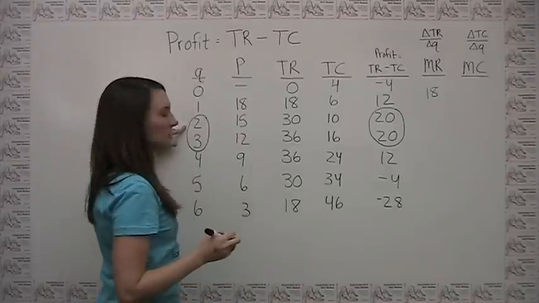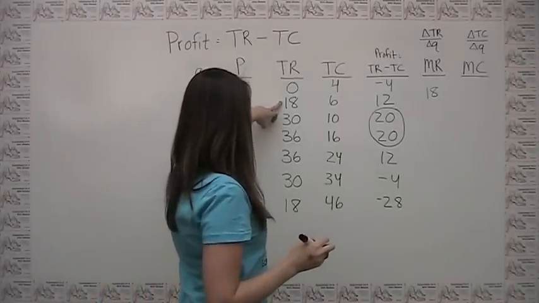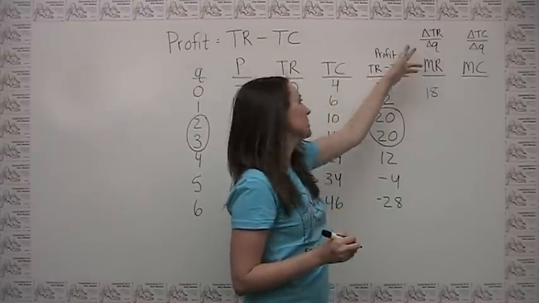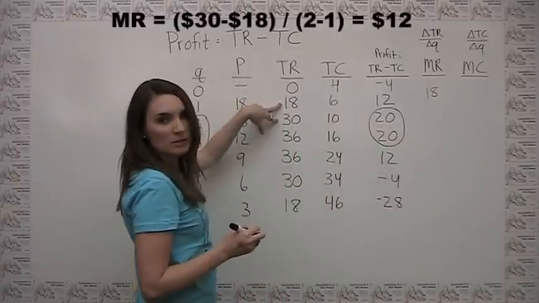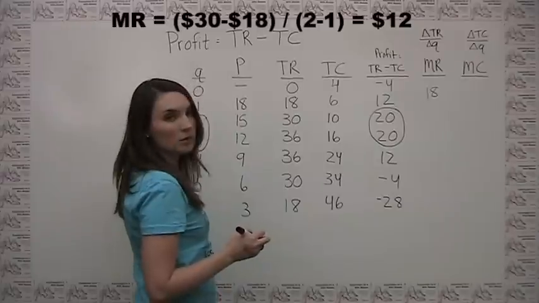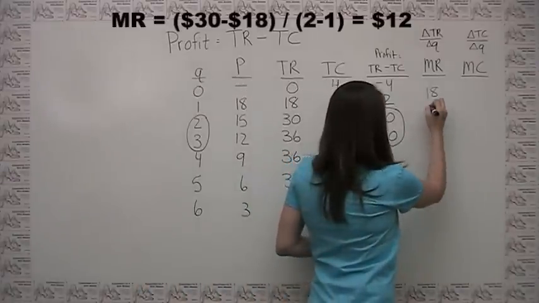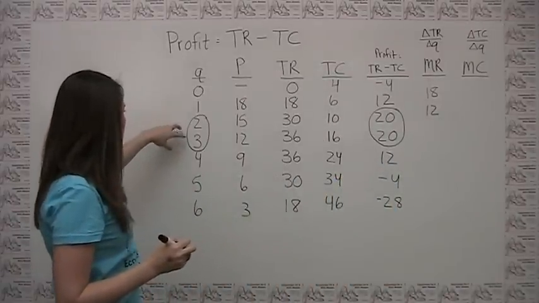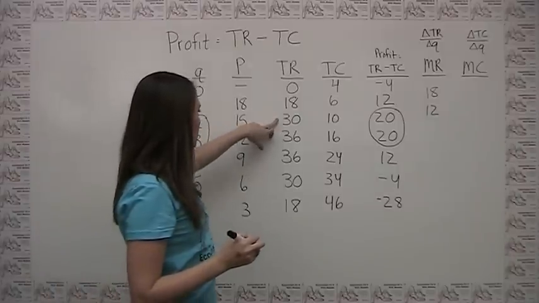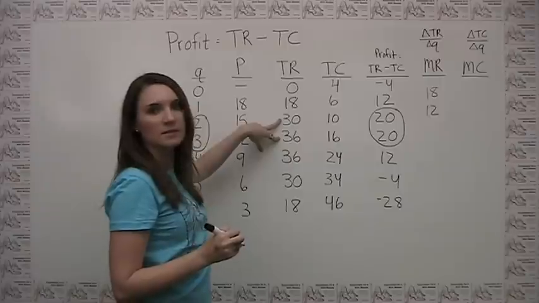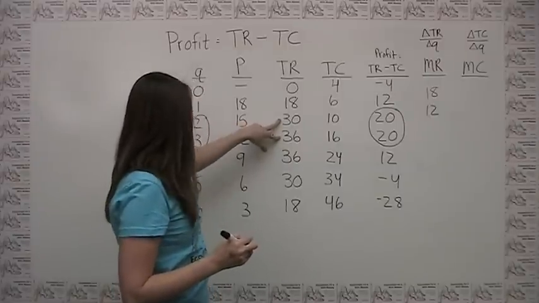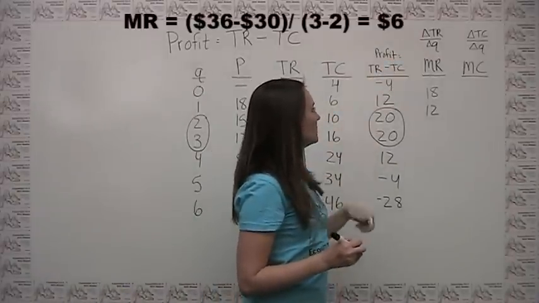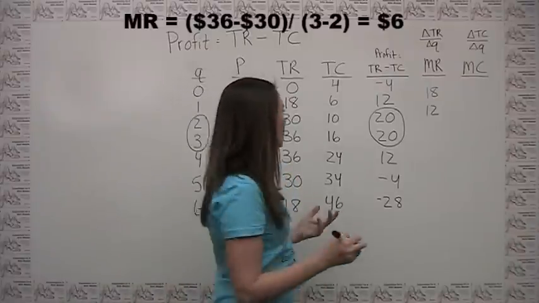When I go from 1 unit to 2 units, my total revenue goes from 18 to 30. So again, my change in total revenue divided by change in quantity is just 30 minus 18, which is 12, divided by 2 minus 1, which is 1, or just 12. When I go from 2 units to 3 units, my total revenue goes from 30 to 36, so I get a change of $6 for a 1 unit change in output. So in this case, marginal revenue is going to be 6 over 1, or 6.